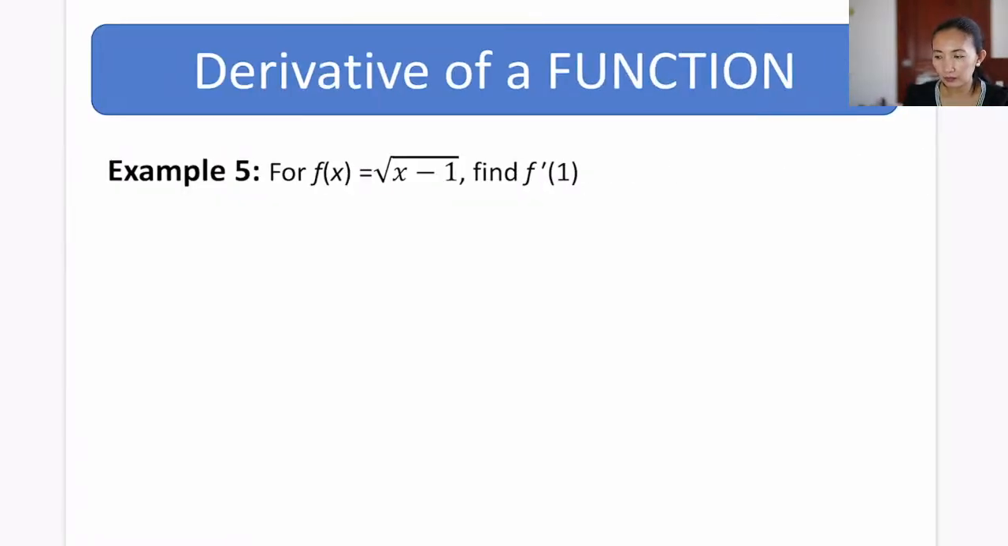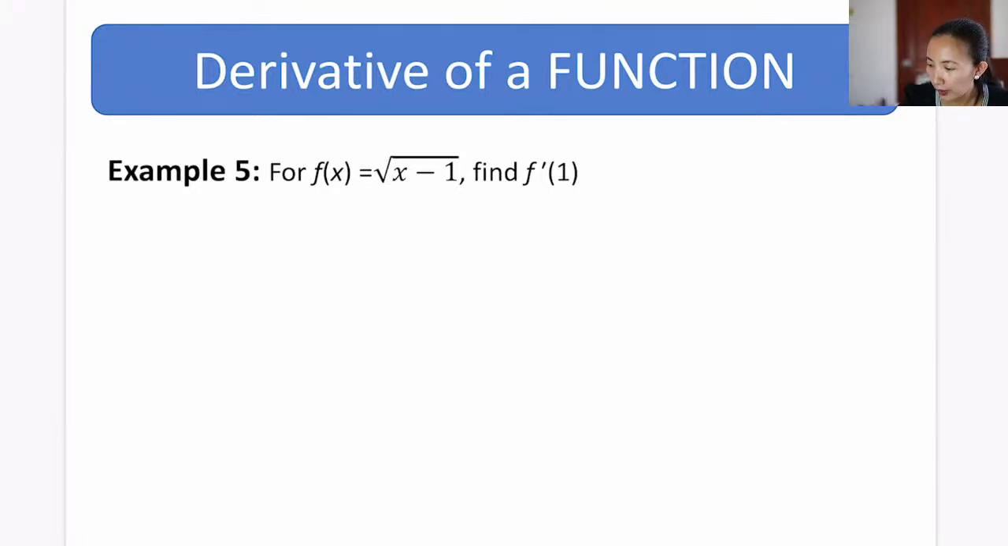Next, can you do this by yourself also? For f of x is equal to the square root of x minus 1, find f prime of 1. We shall stop here, and the rest will be for exercises. I'm going to post the list of problems in Lens. Okay? For f of x equal to the square root of x minus 1, find f prime of 1. I think we could answer this together na lang so that we won't take much of our time.